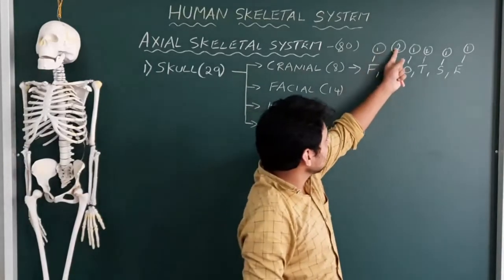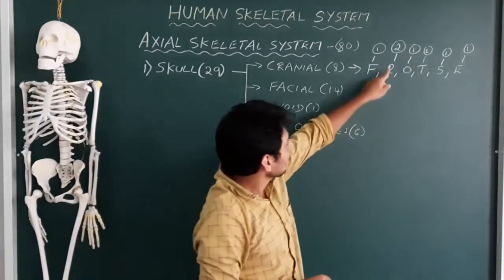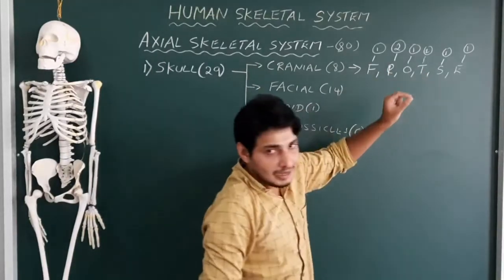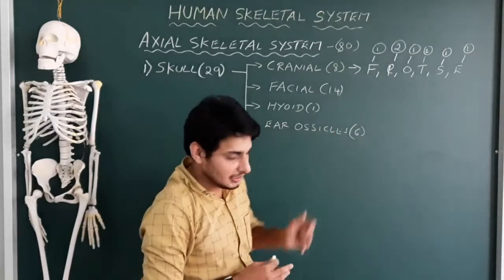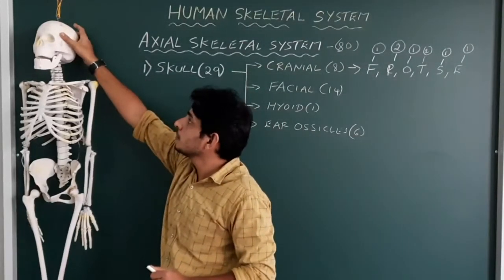If you count it, 1, 3, 4, 6, 7, 8. Total 8 bones. That is, the parietal and temporal occur in pairs. Got it? In the skull. Okay, I'm going to explain about it. You can just watch it now.